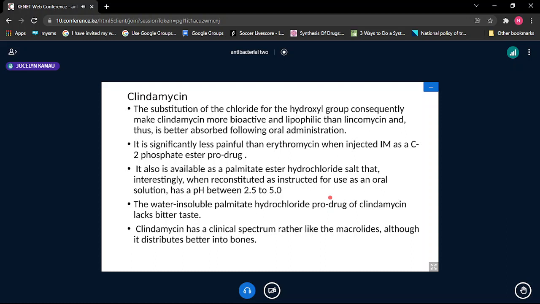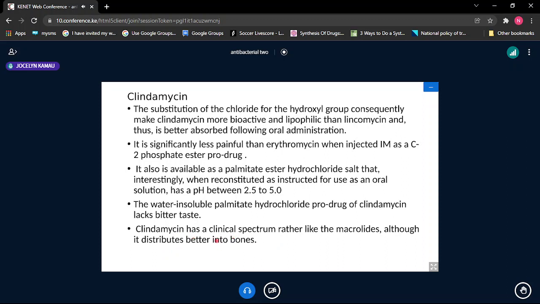Derivatization usually serves more than one purpose. That derivatization gives you a molecule that has much higher lipid solubility and therefore better penetration of the membranes, and hence better concentration. The derivatization also, more often than not, gives you a molecule with much better taste, and therefore not bitter to the taste, for purposes of improving patient compliance. Clindamycin has a clinical spectrum rather like the macrolides, although it distributes better into the bones.